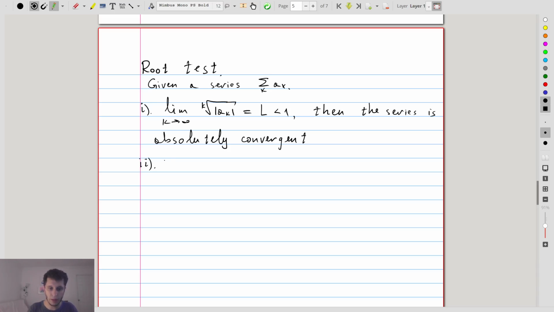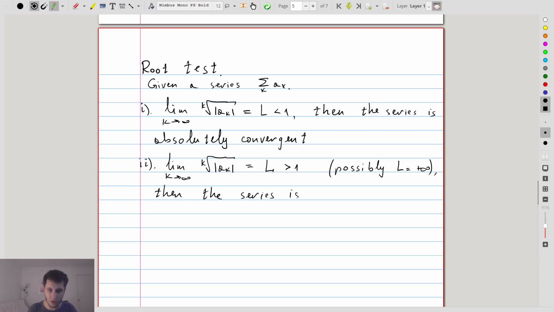Possibility 2 is, let's say that the limit as k goes to infinity of the same expression is a number L which is bigger than 1, including the possibility that L equals plus infinity. Then the series is divergent.